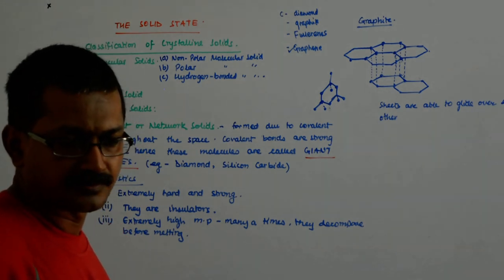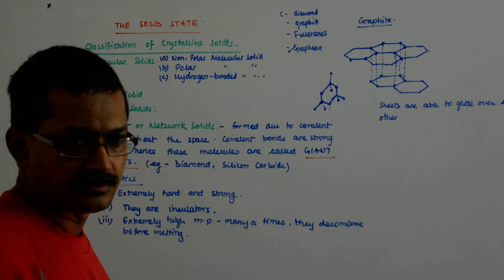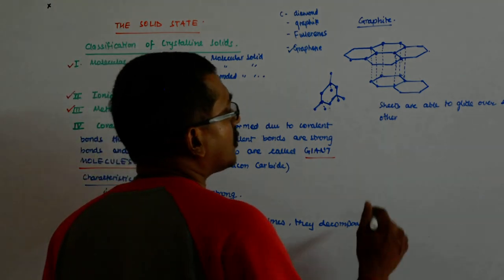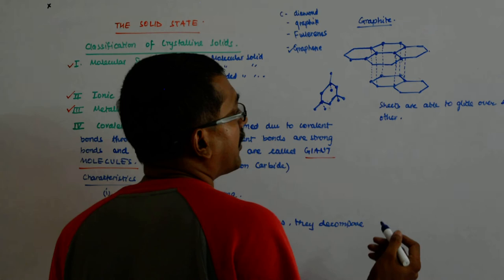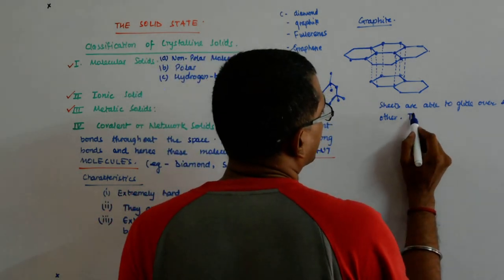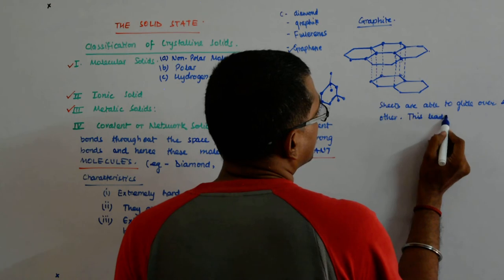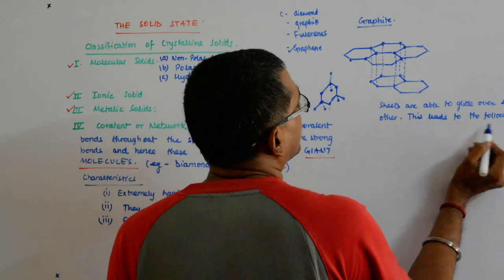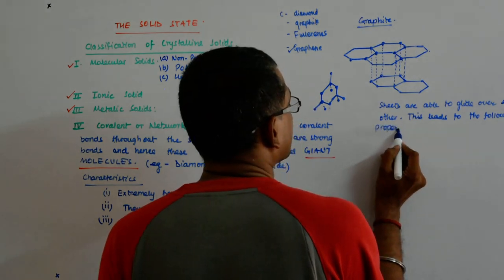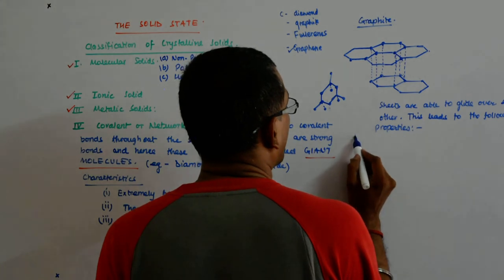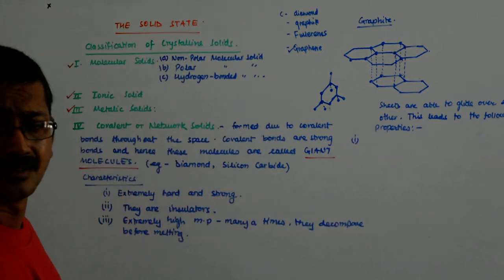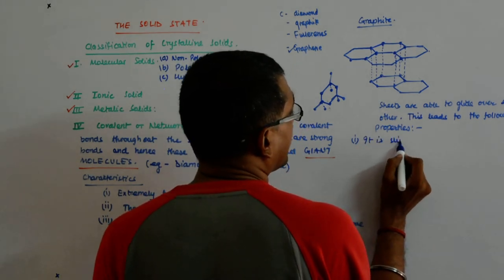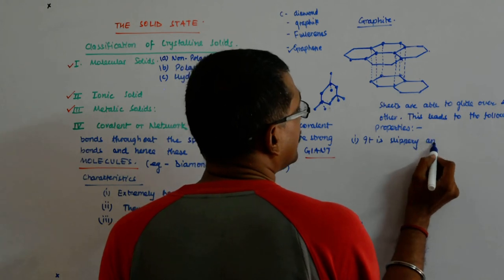What does it tell you? The first thing is over each other, but even more important is the properties. Number one. What is the number one property? The first is that it is slippery. It is slippery and acts as a lubricant.